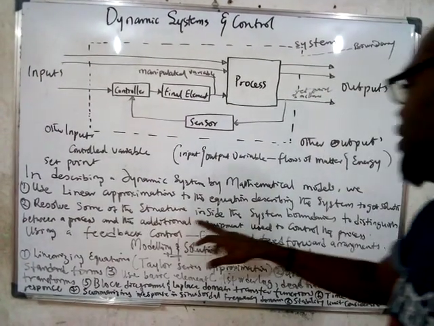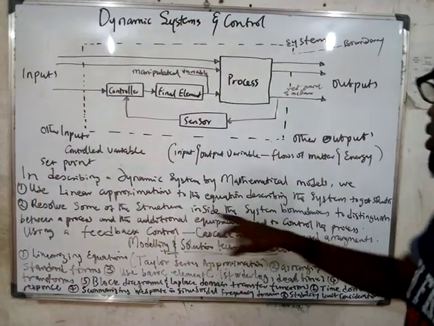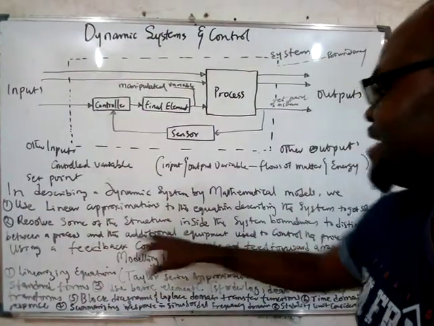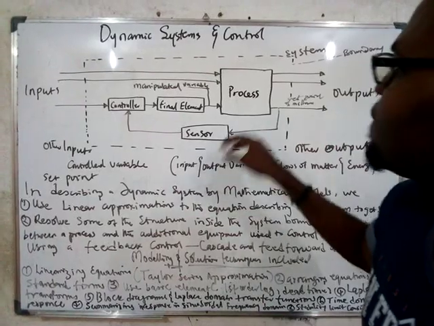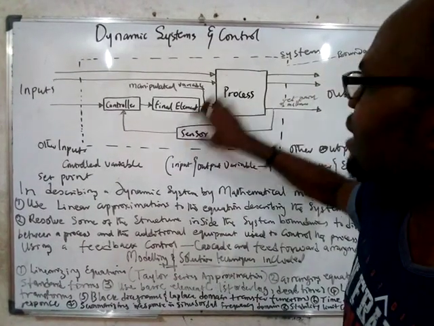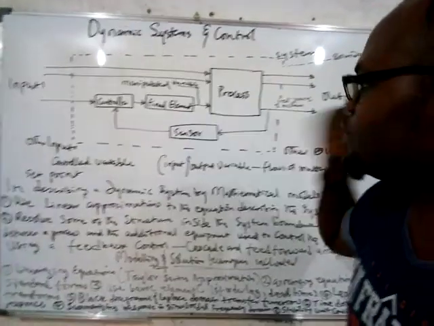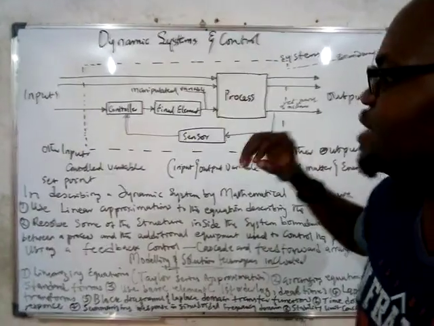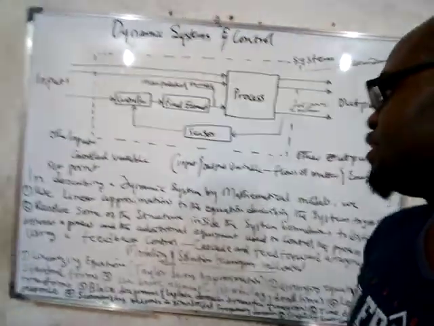You need to resolve them. You need to do what? Resolve some of the structures inside the system boundary to distinguish between a process and additional equipment used to control the process. Very, very important. This is the process, whereas all these ones are additional equipment that you use in controlling the process. So you should be able to always identify the process and distinguish it from all these other controls that you are using to control the process.